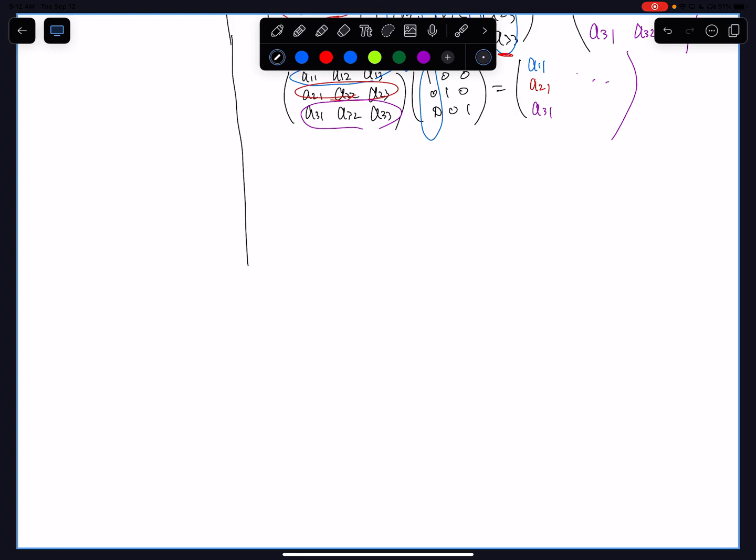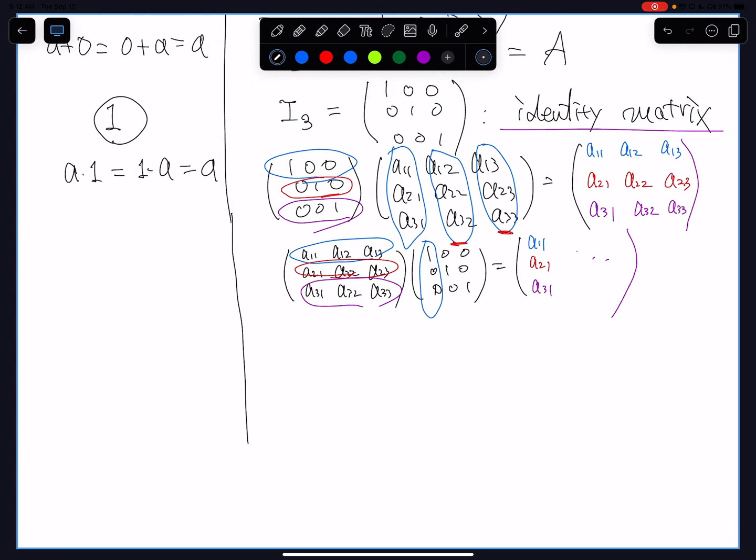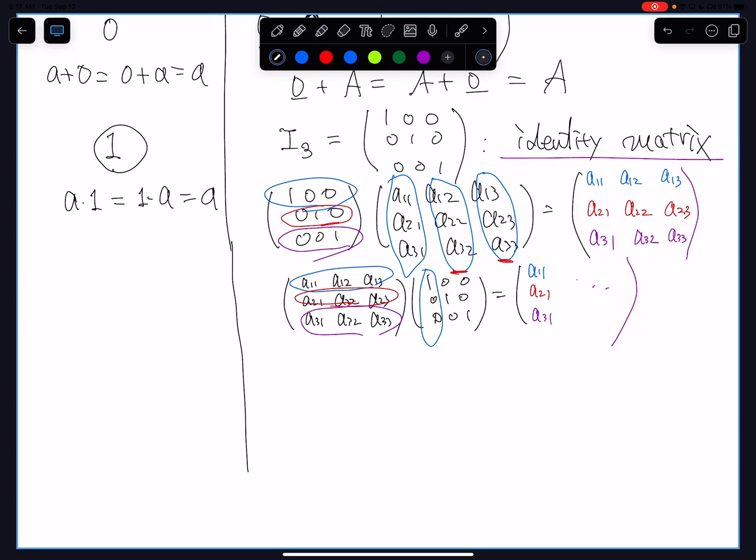So now, where are we? How far did we go? Let's see. Identity matrices, zero matrices. All right. So in the real number system, so these are just the counterexamples.